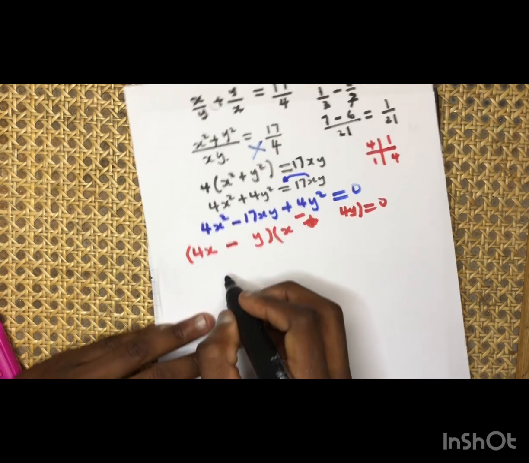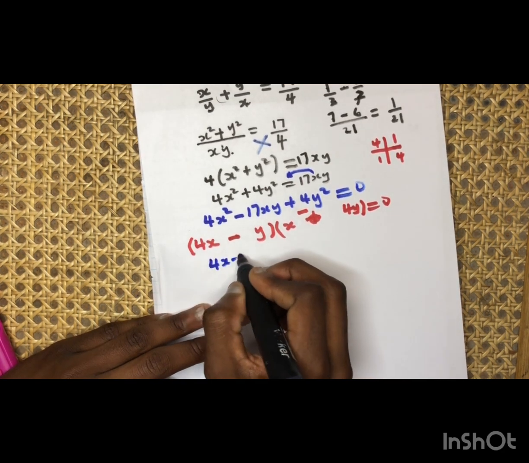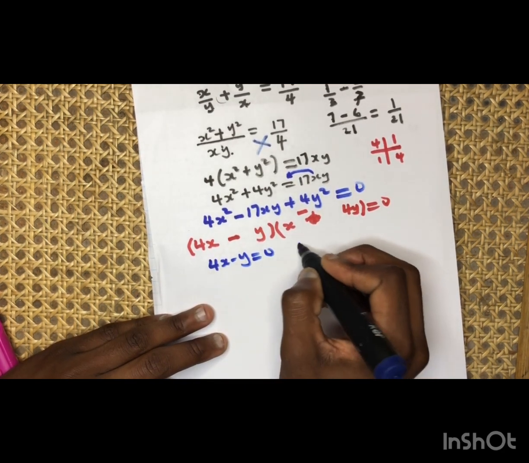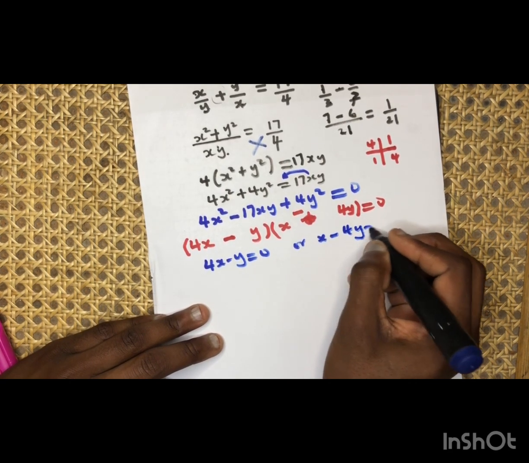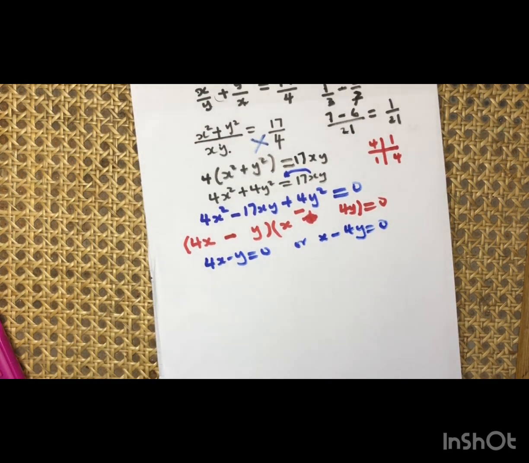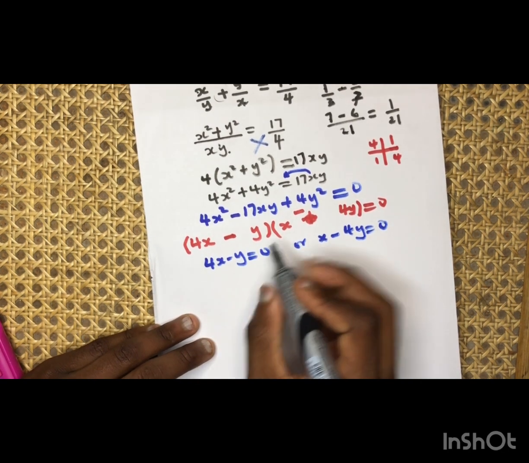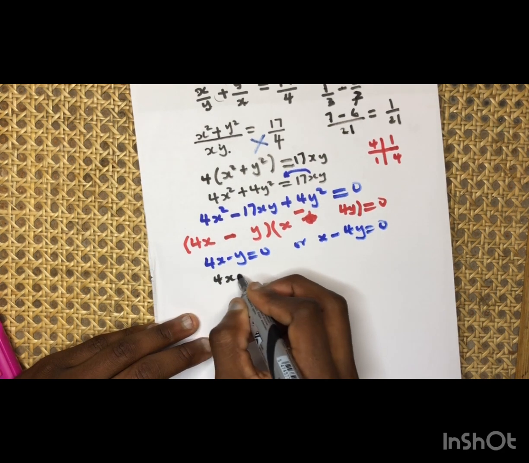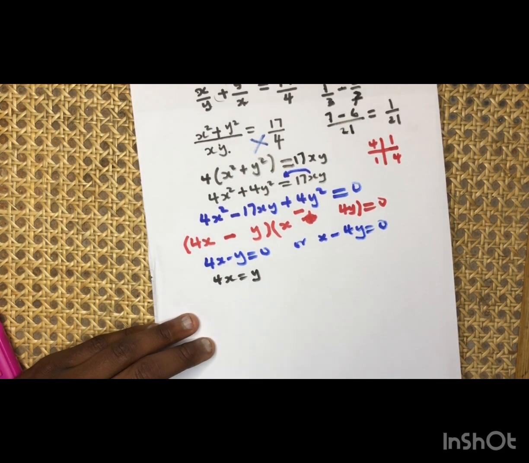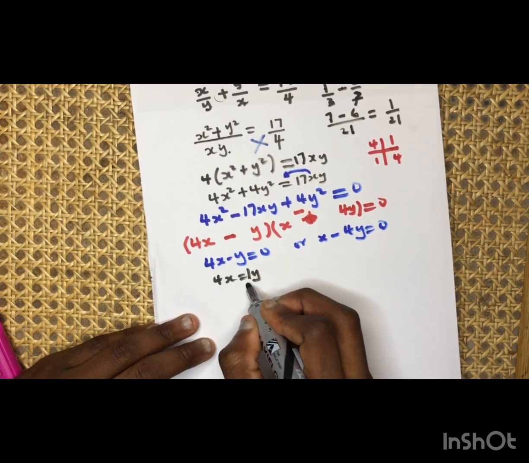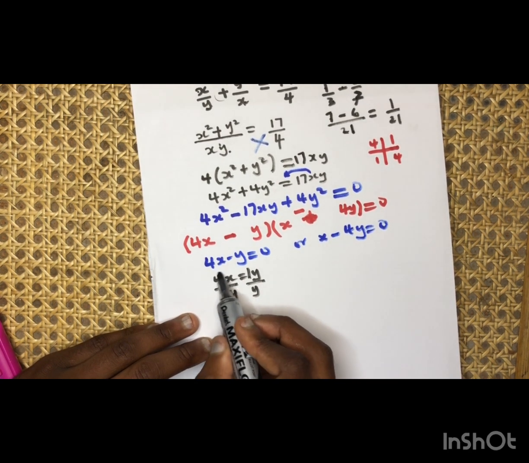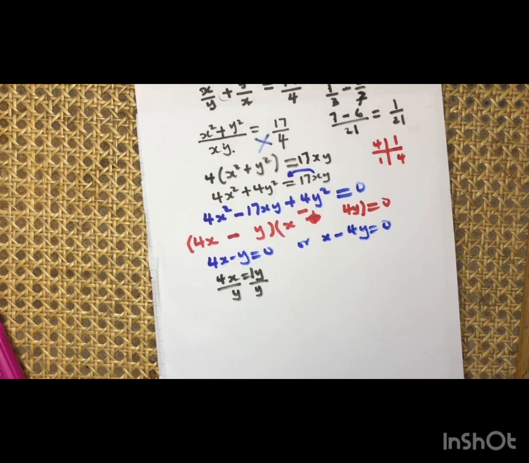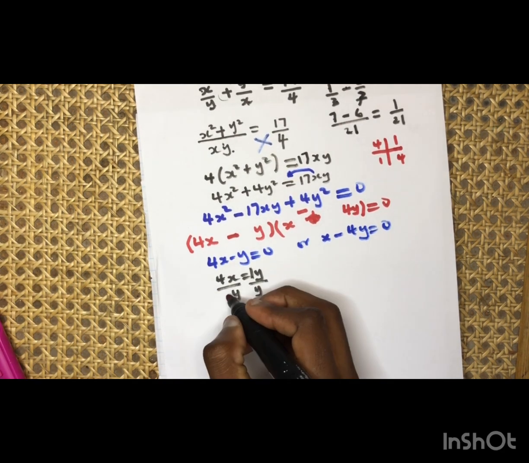So now we have 4x minus y equals 0, or x minus 4y equals 0. Now we can get the values of x over y. So we transpose y to that side. So we have 4x is equal to positive y. So we have a coefficient here, which is 1. Then I divide both sides by y. Divide by y. Remember, guys, I need to get rid of the 4 again. Then I have to divide both sides by 4.